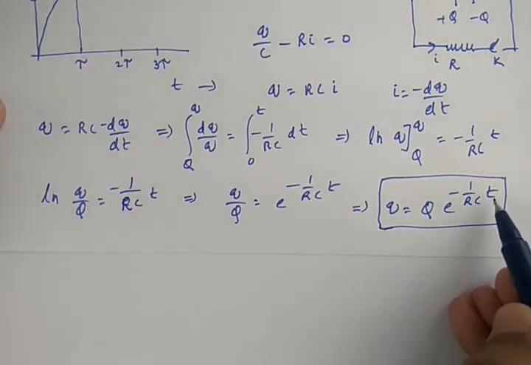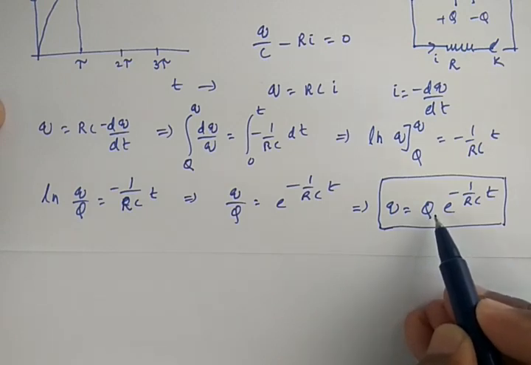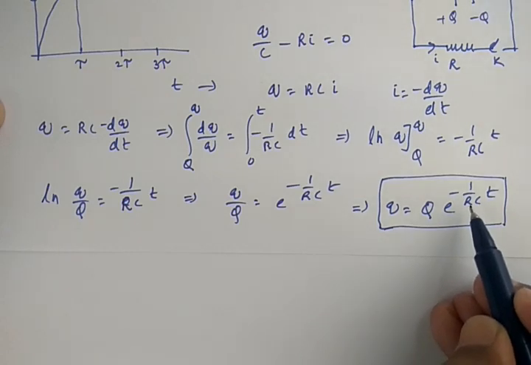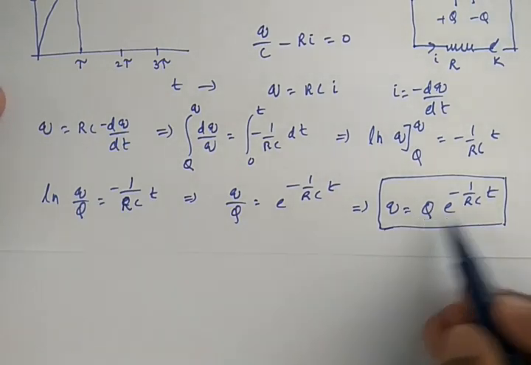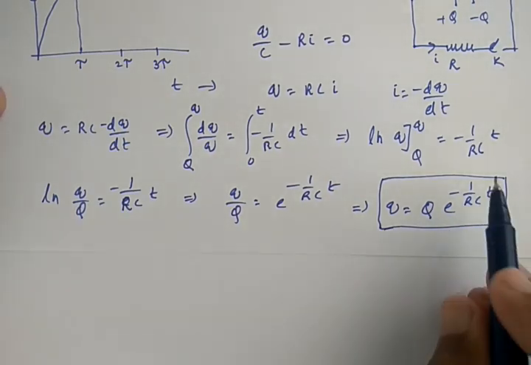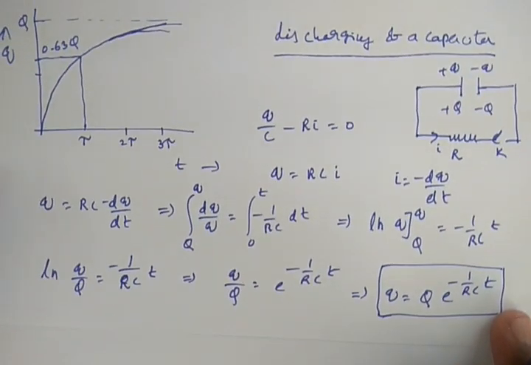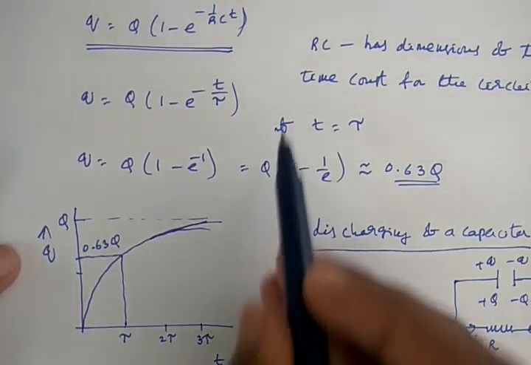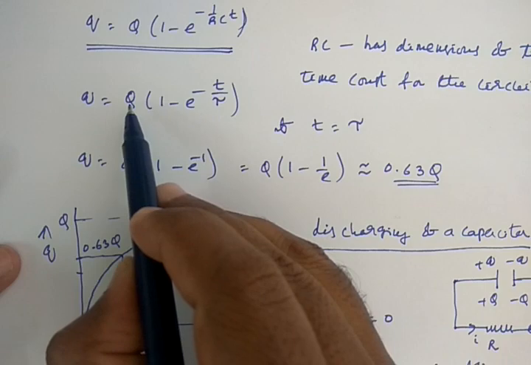So at time t is 0, e power minus 0 will be 1. So you get q equals Q, capital Q. At time t is infinity, e power minus infinity will be 0, then q becomes 0. So theoretically, it takes infinite time to get 0 charge on this plate. Similarly for charging, you can say it takes infinite time to get full charge on the plates of the capacitor.